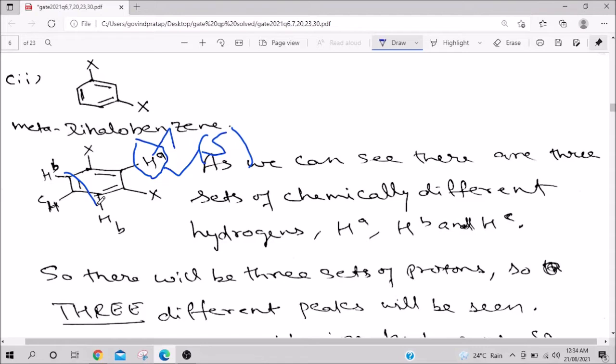Now, what about these two? They are the same because beside both of them is one hydrogen, and on the other side of both of them there is a halogen. And if I move forward, there is another hydrogen. So they are exactly the same. I am calling these two hydrogens HB, and this HB will come as a doublet because it is beside another chemically different hydrogen. So two peaks are already done, and this will show a two proton signal, as a doublet. And HC is again different from all of them. Now it is beside two HBs, so it will show as a triplet. So you have three different peaks. So definitely it's not even the meta derivative.